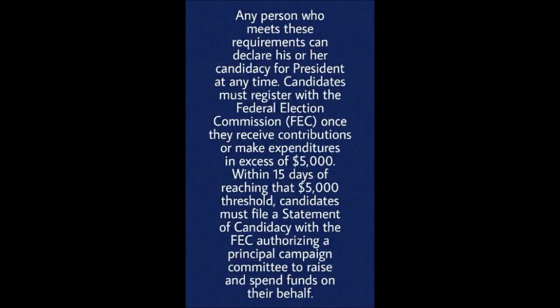Candidates must register with the Federal Election Commission, the FEC, once they receive contributions or make expenditures in excess of $5,000. Within 15 days of reaching that $5,000 threshold, candidates must file a statement of candidacy with the FEC authorizing a principal campaign committee to raise and spend funds on their behalf.